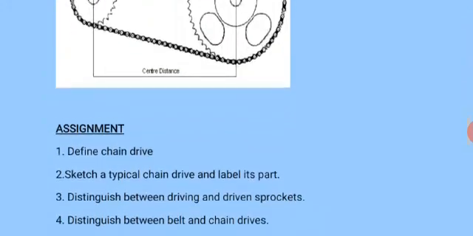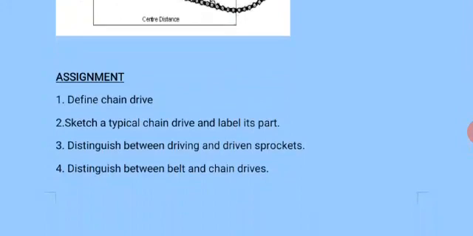Now, look at these questions. This is the assignment on the second week topic. Number 1, you have to define chain drive. Number 2, sketch a typical chain drive and label its parts. Number 3, distinguish between driving and driven sprocket. Number 4, distinguish between belt and chain drives.